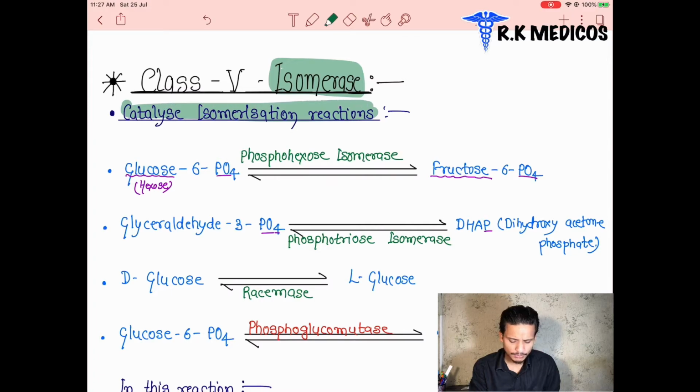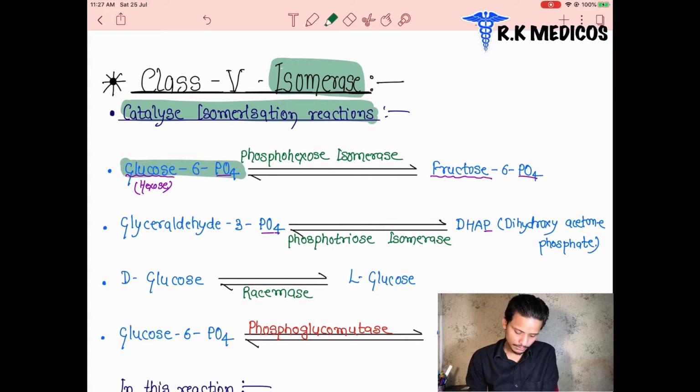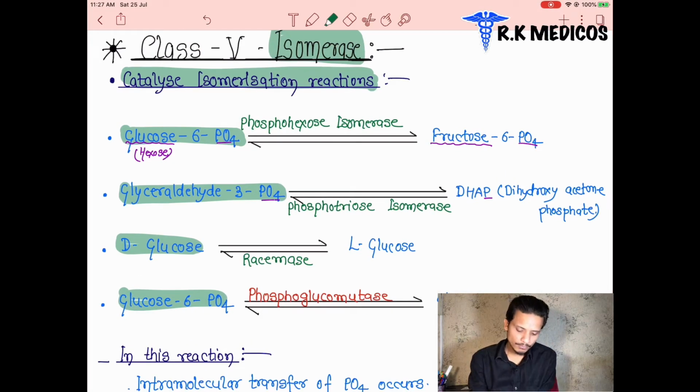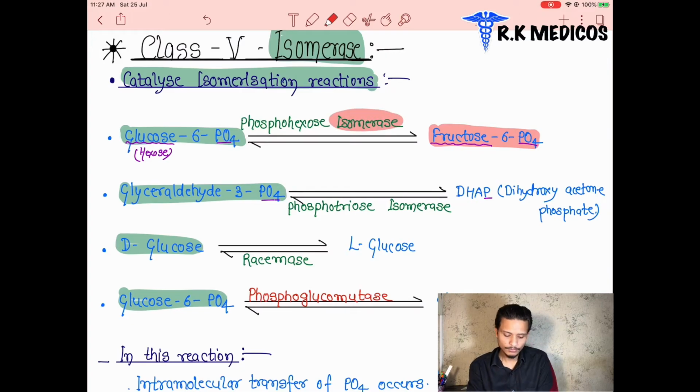And what are the different types of reactions included inside the isomerase enzymes? In the first, we can see glucose 6-phosphate, glyceraldehyde 3-phosphate, D-glucose, glucose 6-phosphate. So these all are important. Glucose 6-phosphate is going to convert into fructose 6-phosphate by a special type of enzyme, that is isomerase. Why? These two, glucose and fructose, are isomers of each other.